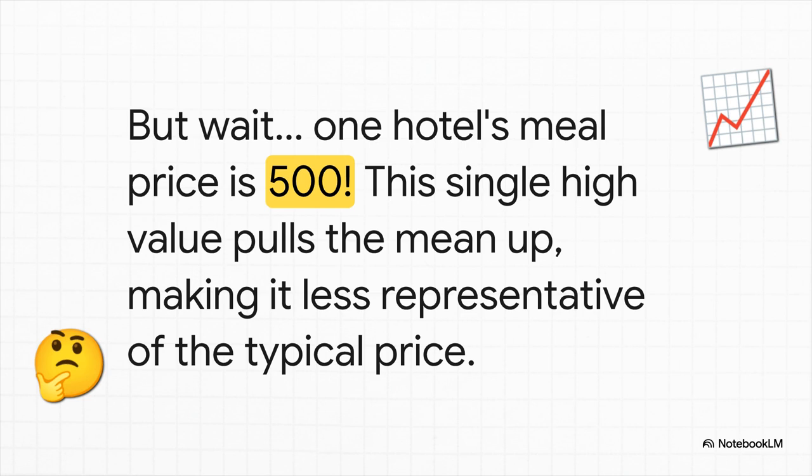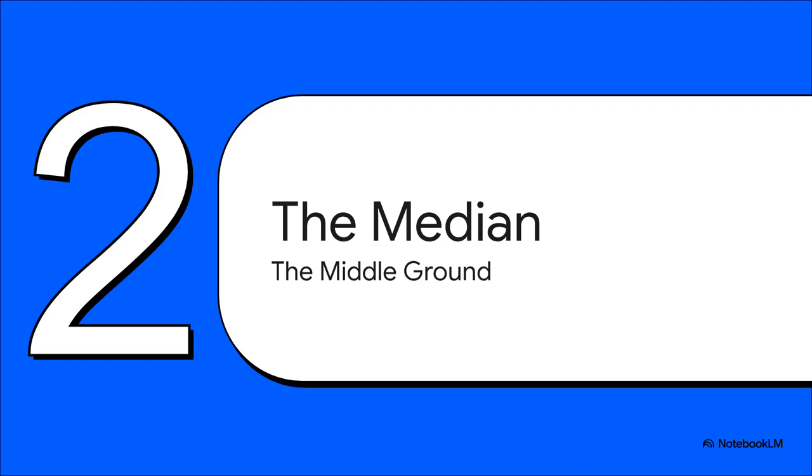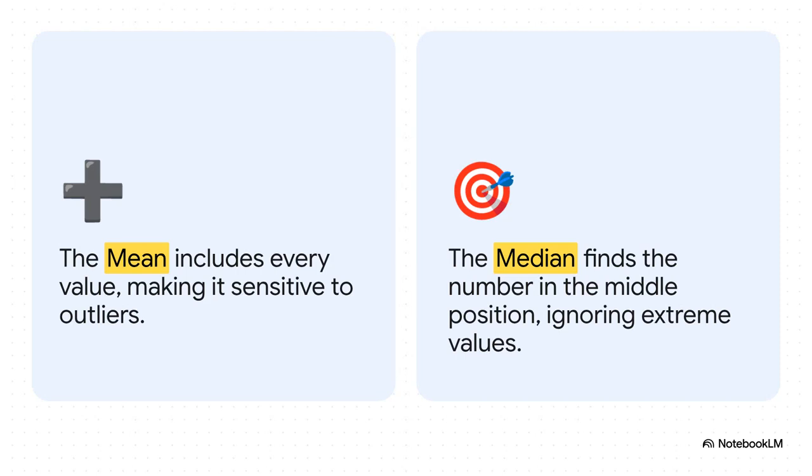And because the mean listens to every number, this one really loud voice is dragging the whole average way, way up. And this right here shows us the mean's biggest weakness. It's not always the right tool for the job, especially when you have outliers. That one number is throwing the whole thing off. So we need a different plan. We need a tool that can find the true middle ground. And that brings us to our second tool, the median.